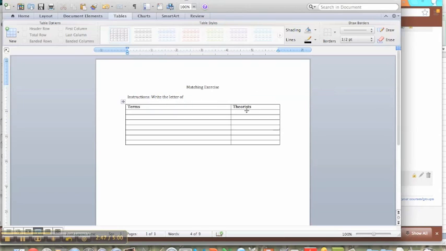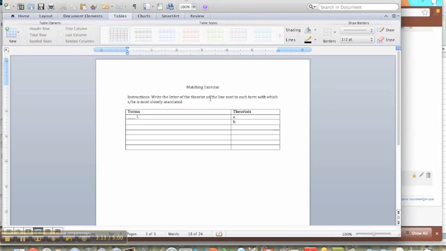We're going to have them write the letter of the theorist, so this is going to be A, B, C, etc. Okay, write the letter of the theorist, and then we're going to have lines over here, right? Like that. So write the letter of the theorist on the line next to each term with which he is most closely associated. Something like that. Okay, so it needs to be clear, simple, have a verb like write, and you're telling them what it is they're matching, the theorist with the terms.